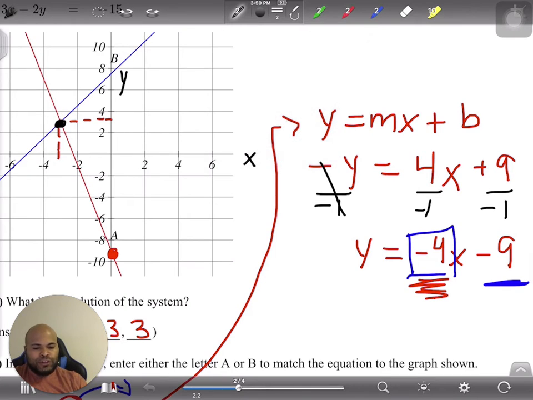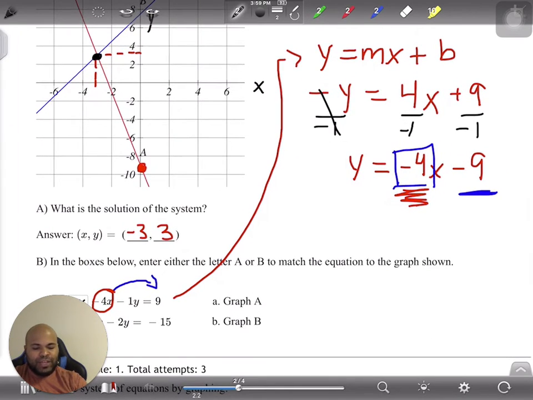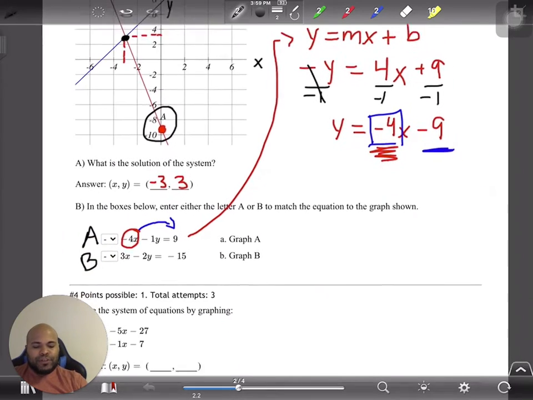So the red one is graph A indeed. So this will be the red one, graph A, which is labeled right here. Okay, hopefully you can see that, the A right there. So that's A, and the other one is B in this case by default. All right, so that's how you do it.